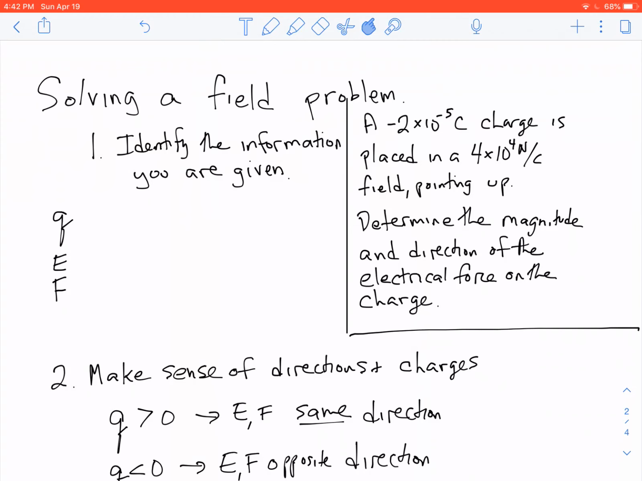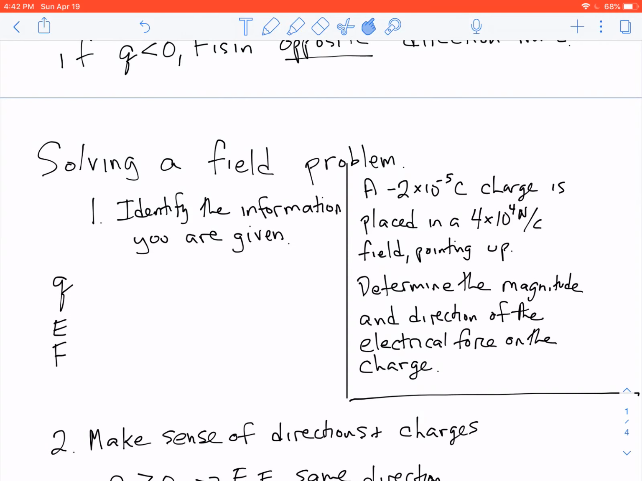All right, let's look at a particular problem. First, we'll read the problem. A minus 2 times 10 to the minus 5 Coulomb charge is placed in a 4 times 10 to the 4 Newton per Coulomb field, which is pointing up. Determine the magnitude and direction of the electric force on the charge.